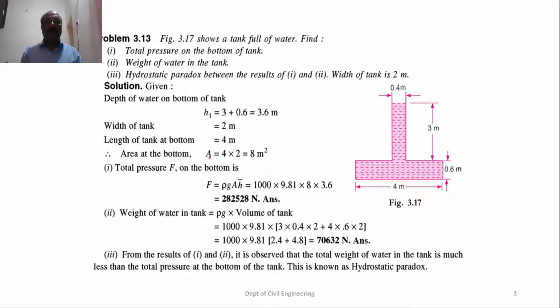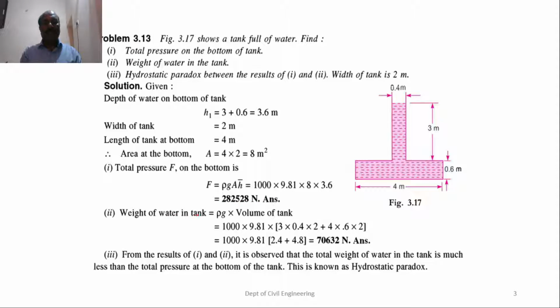Then the area of the bottom of the tank is 4 into 2, which is 8 square meters. The total pressure force on the bottom is rho g A h bar, so 1000 into 9.81 into 8 into 3.6, which is 282,528 Newton. So the total pressure force is 282,528 Newton.